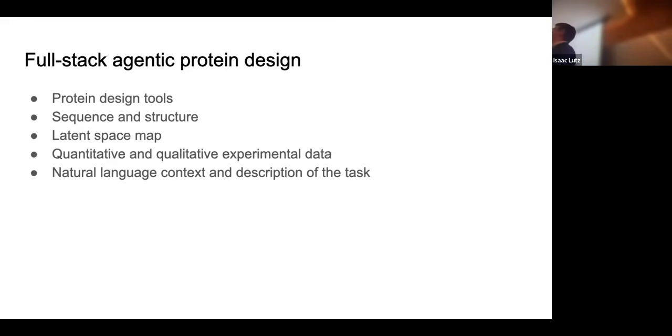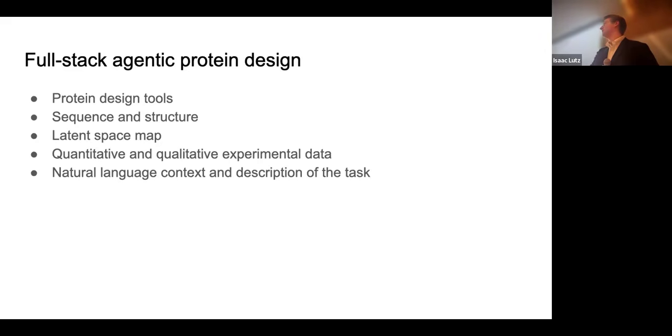And all of this is information that it's able to reason over that you can provide with any amount of structure. And then finally, key to this is that you can also provide natural language context and description of the task. You can say vaguely, I want to make this a better binder. I want to make this a better antibody. Be more specific if you want, but you don't have to. And you can provide that to actually set up the problem for the agent.